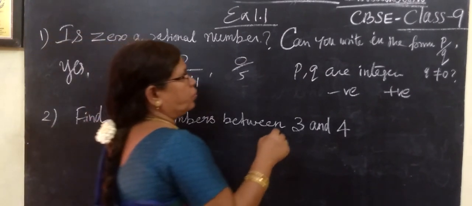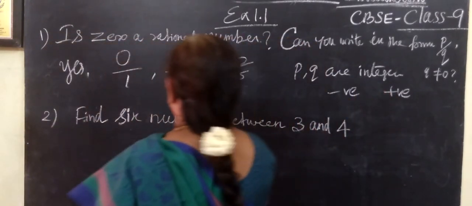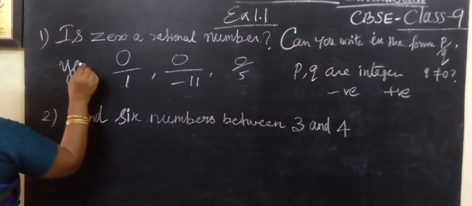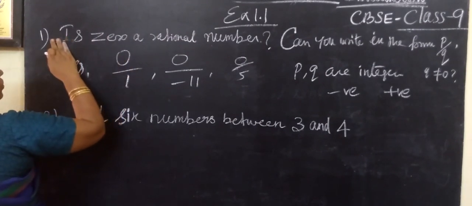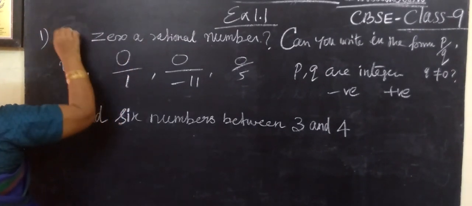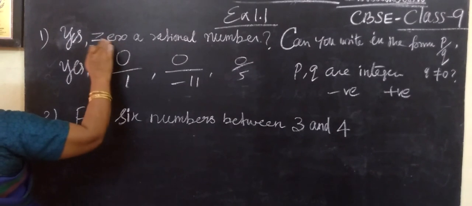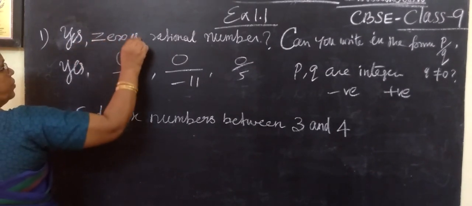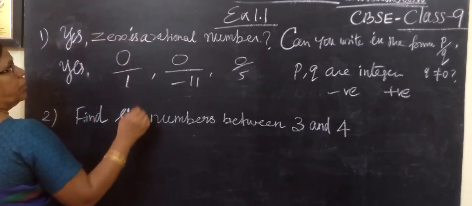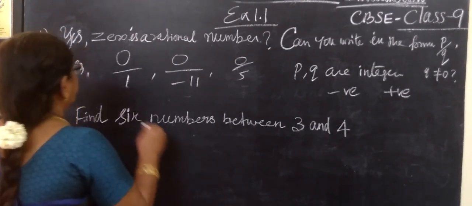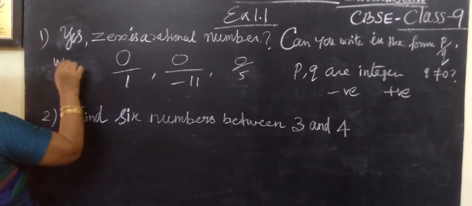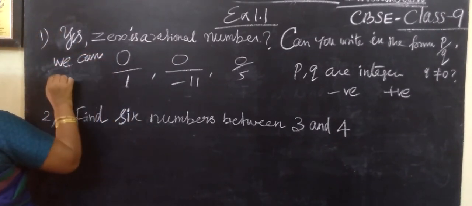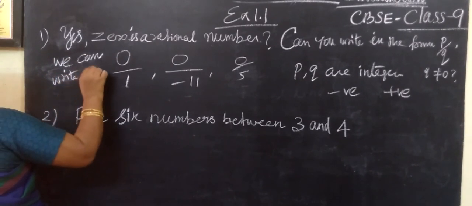So can you write in the form p by q? Yes, we can write in the form. So is 0 a rational number? Yes, 0 is a rational number, because we can write it in the form p by q.